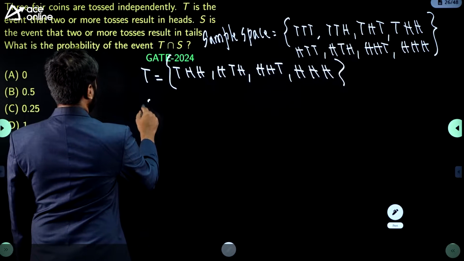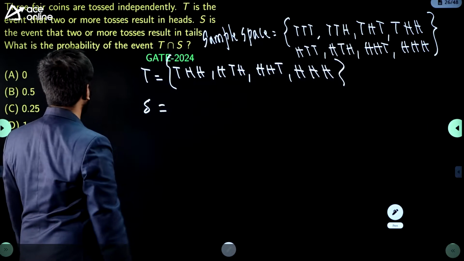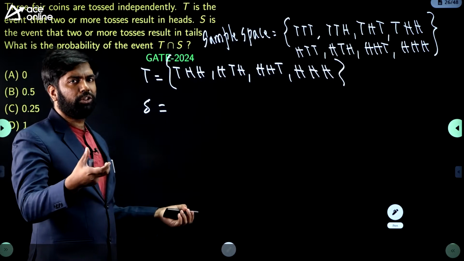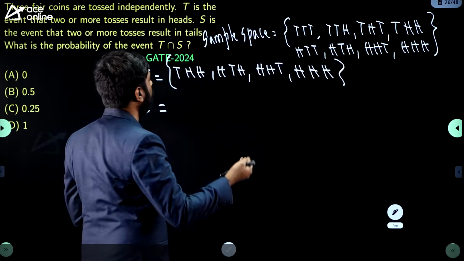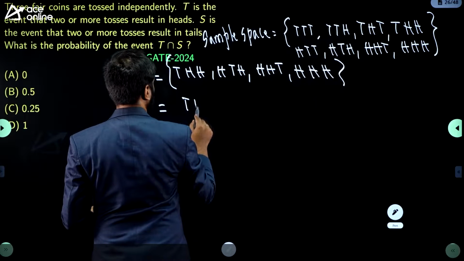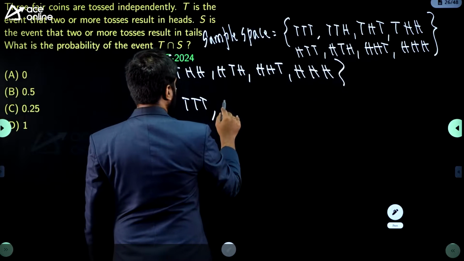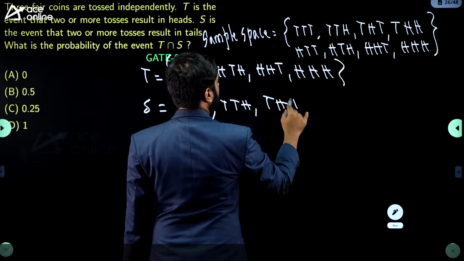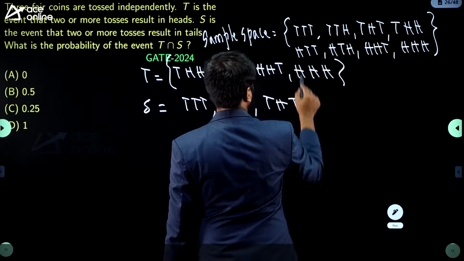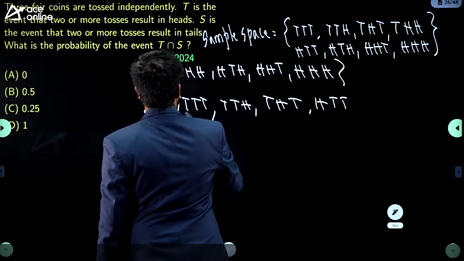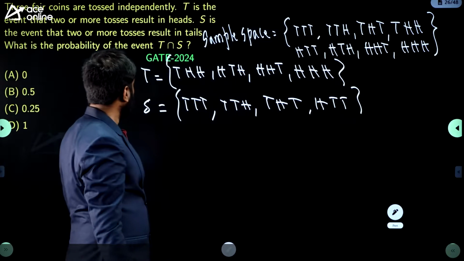Similarly, what is S? They defined another event called S. It's the event that 2 or more tosses result in tails. Pick those points in which you have got 2 or more than 2 tails. Okay, so obviously this fits here, so all tails, and then tail, tail, head, tail, head, tail, and then yes, head, tail, tail. Do we have anything else? No. So these are the points in S.